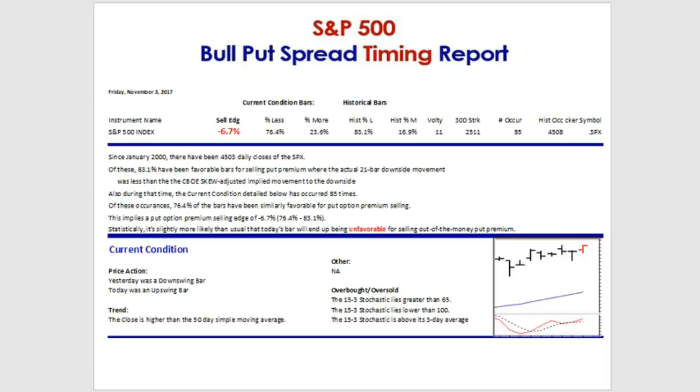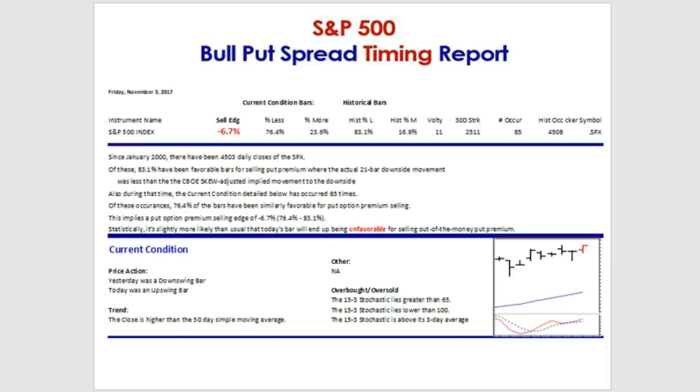As I mentioned, since January of 2000, we've had roughly 4,500 closes of the SPX. Of those, 83.1% have been favorable for selling that out-of-the-money put premium 30 days out, a standard deviation away, where the actual downside movement was less than what was being implied by the skew-adjusted VIX. So 83% of the time, the market does not move that full standard deviation down over 30 days. The other 16.9% of the time, it does move down that far.